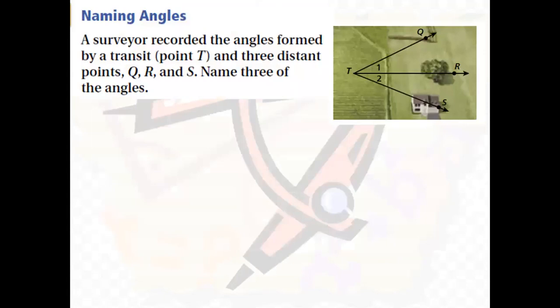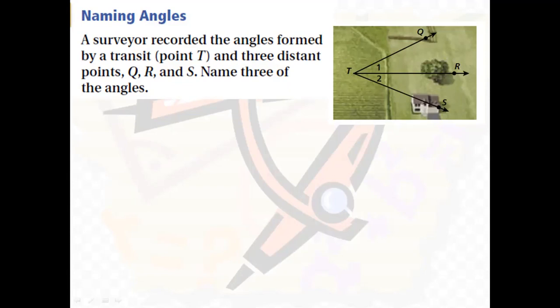Okay, now you can see this picture. In this picture, they say a surveyor recorded the angles formed by a transit point T. So this point T is the transit point. You know well what kind of point this is. This is called the vertex, as the rays are meeting in that common point. So that's the vertex. And three distant points Q, R, S. So they have drawn the points, the distances. Okay, name three of the angles. So you have to name three angles. There are many angles in fact in this picture. Because they said three, let's name three.